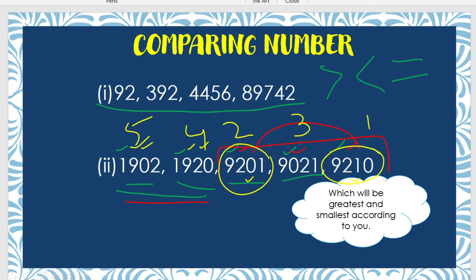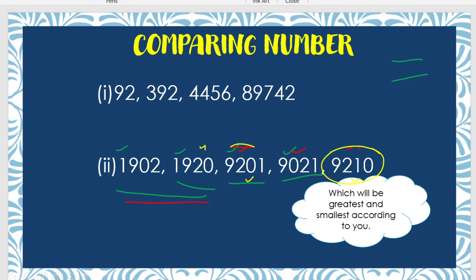Which will be the greatest and smallest according to you? Can you name these numbers now? Yes, it's absolutely correct. The greatest number is, yes, this is the greatest number, and this is the smallest number.